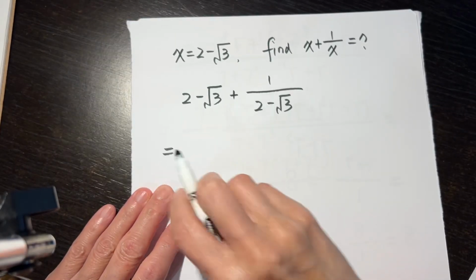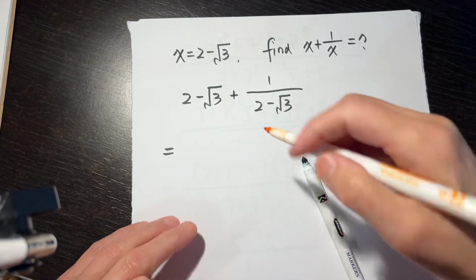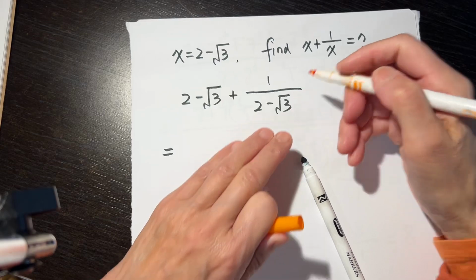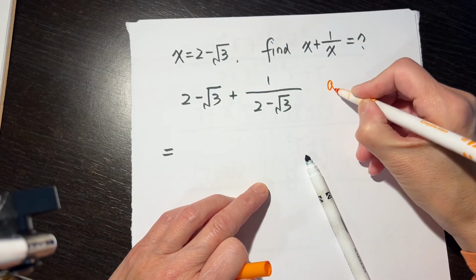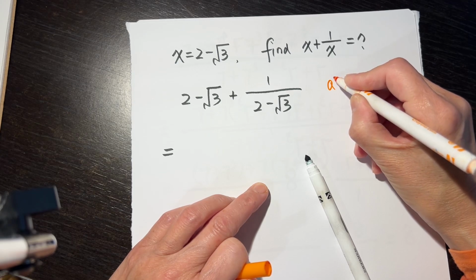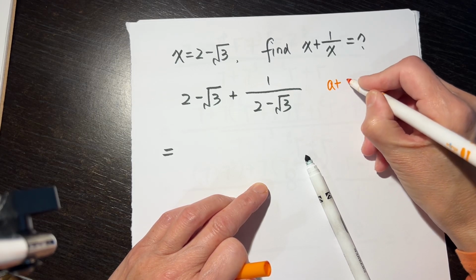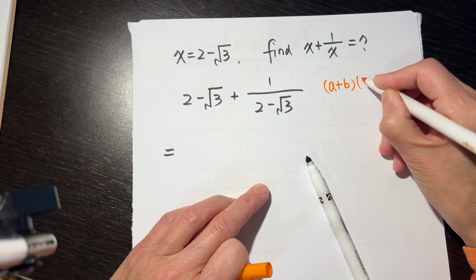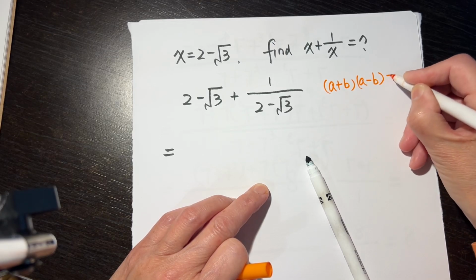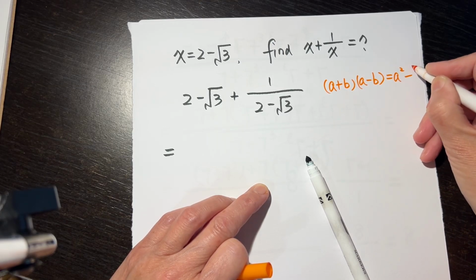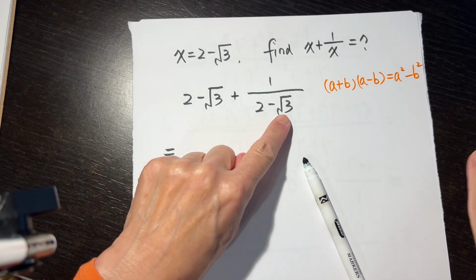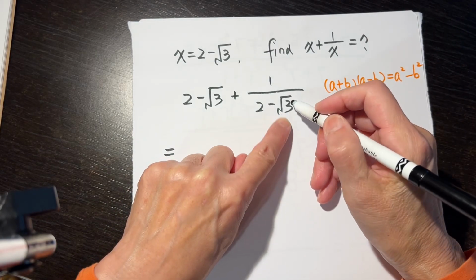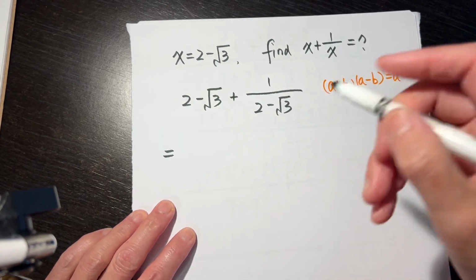And here we want to get rid of the root 3. We need to times a plus. Use the method a plus b times a minus b equals a squared minus b squared. Once it is squared, we get rid of this square root, right?